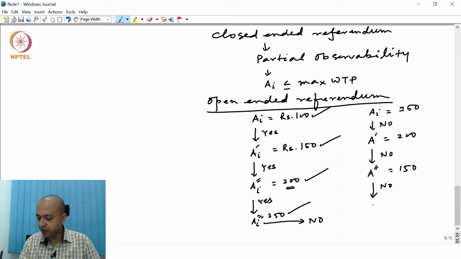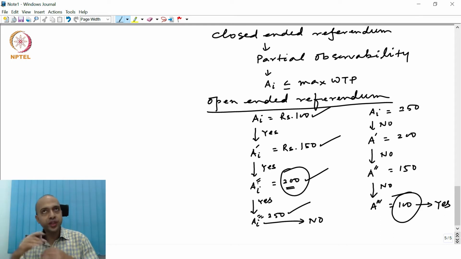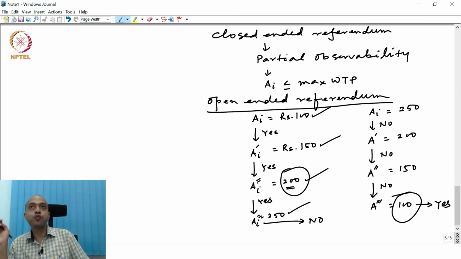Then I will reduce the value to 100 and the individual may say yes. So I will note down this value. Here I will note down this value. So that is the mechanism of open-ended.